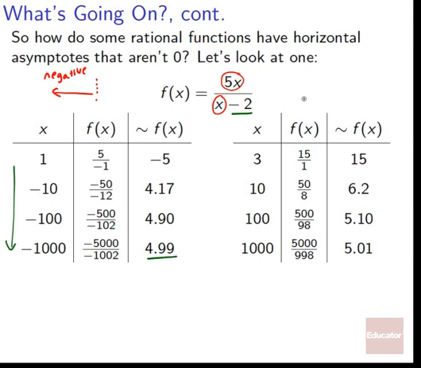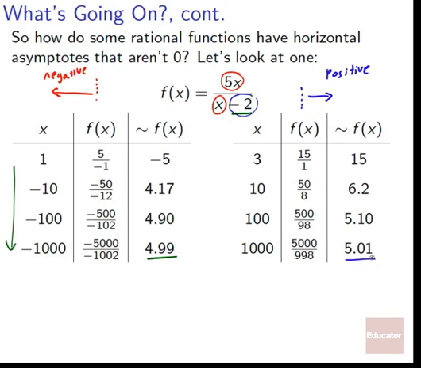Exact same thing happens if we look at what happens on the positive side. If we start off by plugging in 3, we're at 15 over 1, so we're very different at 3, we're at 15. But we plug in 10, we're 50 over 8, 100, 500 over 98, 1000, 5000 over 998. This difference becomes less and less impressive. This -2 becomes less and less meaningful and eventually becomes 5 times number divided by number, which goes to 5.